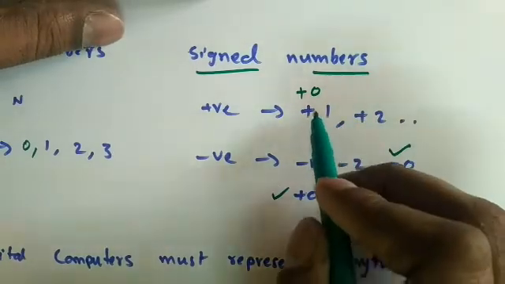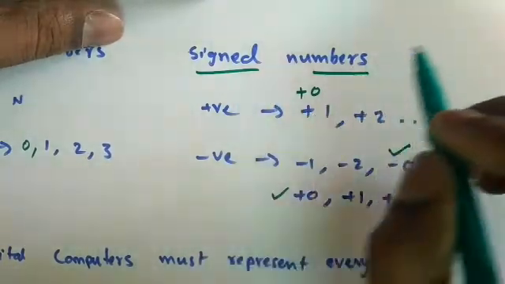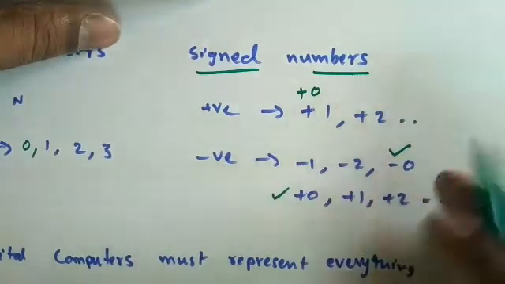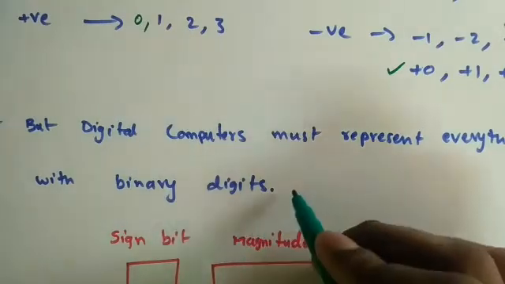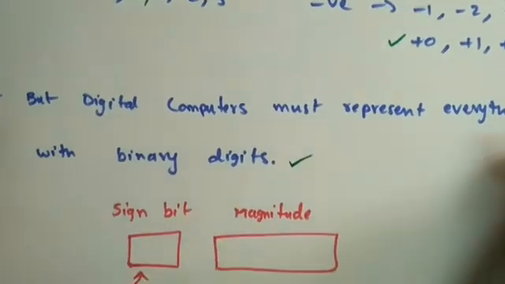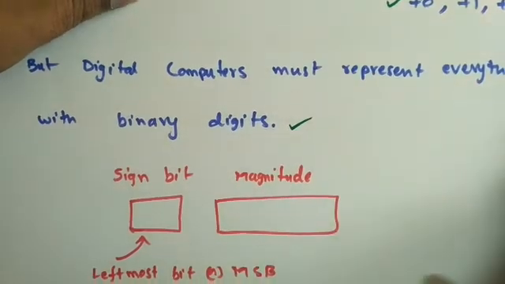Now how to convert a positive or signed number into digits? That is the main concern. Digital computers must represent everything in binary digits. So how do we represent binary digits in a signed magnitude form?